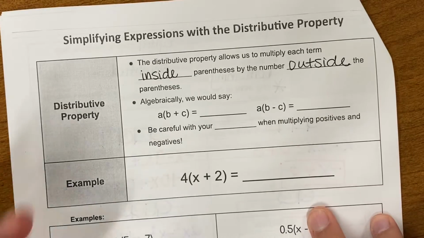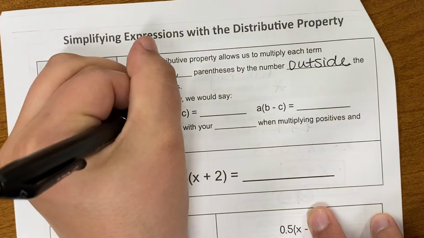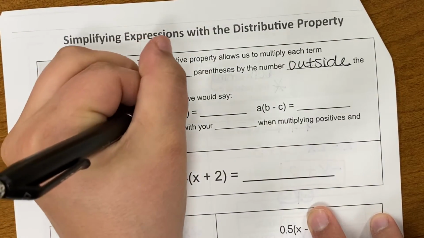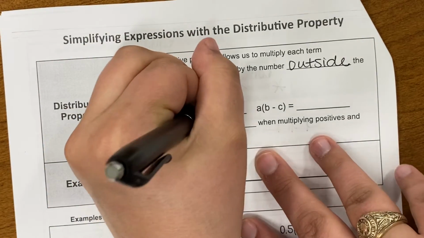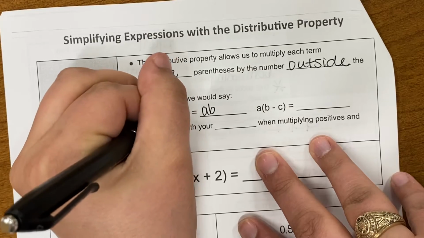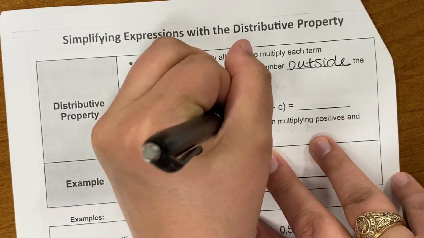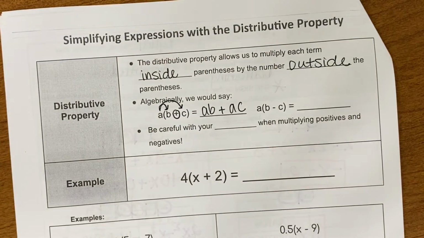So algebraically we say A times the sum of B plus C. And how I would distribute this property is I would multiply the A by the B and the A by the C. So I add A times B plus A times C. And that is how I distribute the A to both terms inside my parentheses.